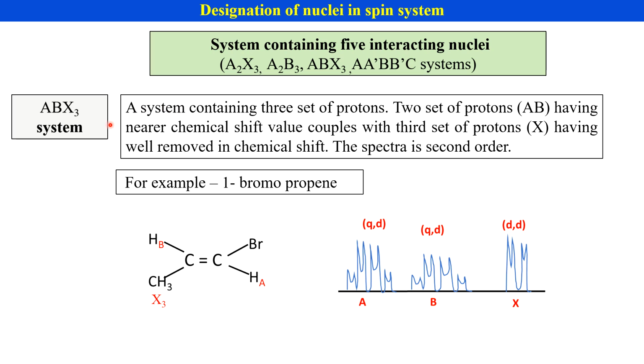Then next system is ABX3 system, a system containing three sets of protons A, B and X. Two sets of protons have nearer chemical shift value, and they couple with a third set of protons well removed in chemical shift, and the spectra is second order. For example, 1-bromopropene. In case of 1-bromopropene, there are three sets of protons. Ha type of proton couples with methyl group protons, a quartet is obtained, but it also couples with Hb type of proton, therefore we get the signal quartet of doublets.